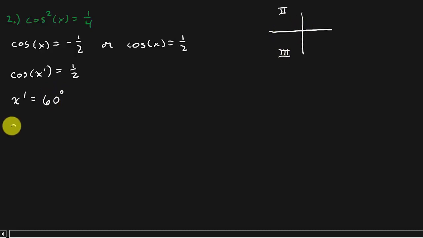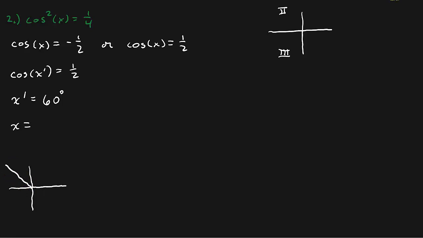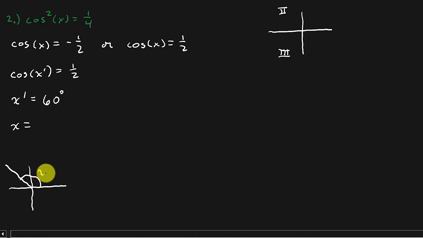All right, so let's find our second quadrant angle. So we're in the second quadrant. Here's the angle we're looking for. That's x. Here's our reference angle, 60 degrees. So x is equal to 180 minus 60, which is 120. And so 120, there's a solution. That's our second quadrant angle.